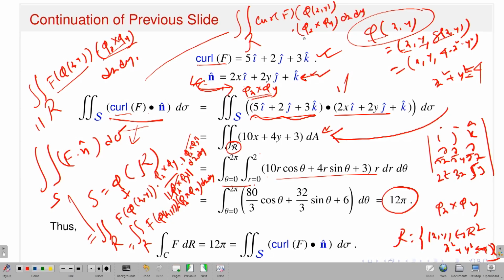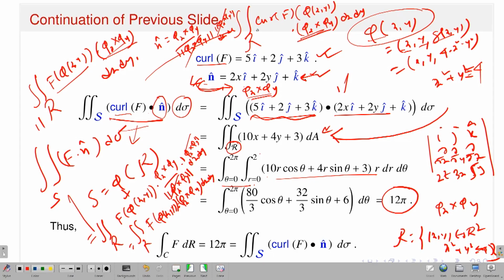So you do not need the normal; the n cap will get cancelled. n cap is nothing but phi x cross phi y divided by the norm of phi x cross phi y. And d sigma will produce one more norm, which is again the norm of phi x cross phi y times dx dy. So this gets cancelled, and you will just end up with phi x cross phi y.